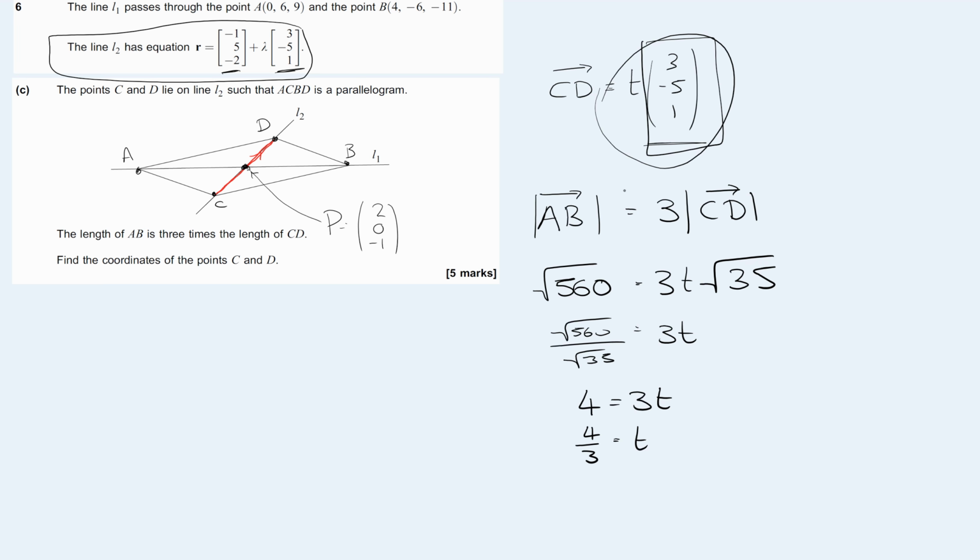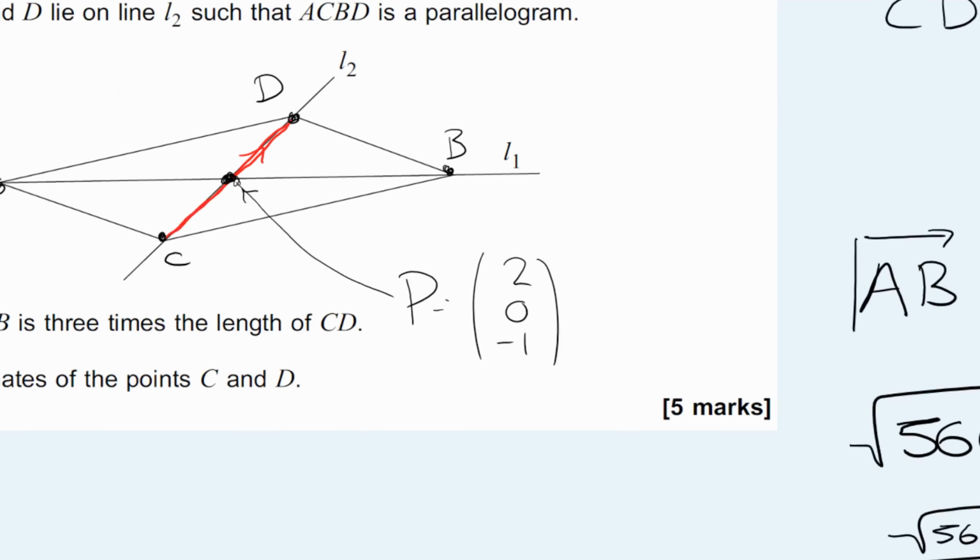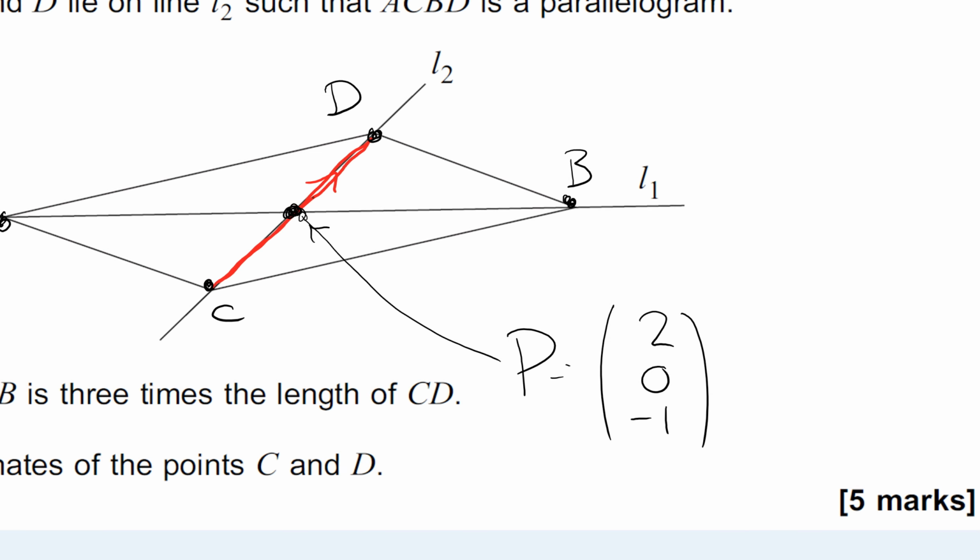Now what we want to know is where C and where D are. So if you imagine, if I just zoom in a little bit more here, we're going from P to D. Okay, we know what P is, and we now know this value of T. So the value of T, which gives us this whole thing, is 4/3. So the value of T for this bit is going to be 2/3, half of the 4/3.